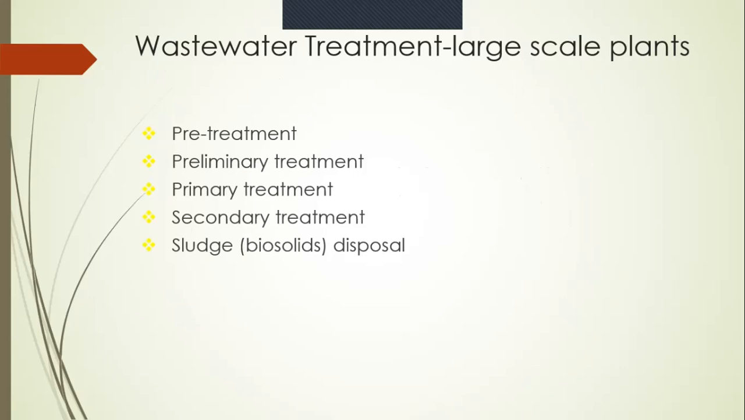So when you look at large-scale wastewater treatment plants, which are centralized systems, you can see these 5 distinct steps of wastewater treatment. The wastewater will undergo the pre-treatment process, then it will enter the preliminary treatment, and then it will go into the primary treatment, secondary treatment, and finally the sludge treatment.